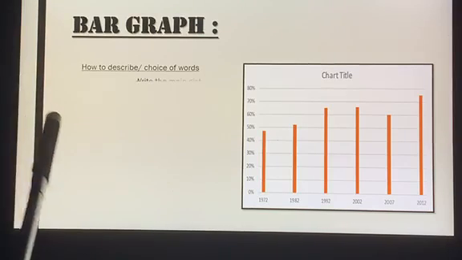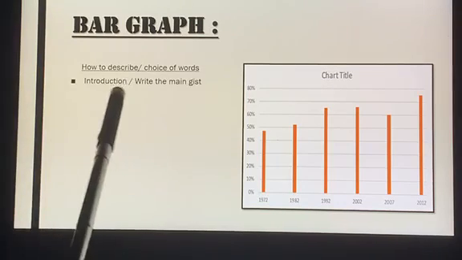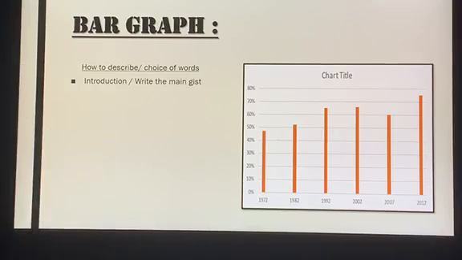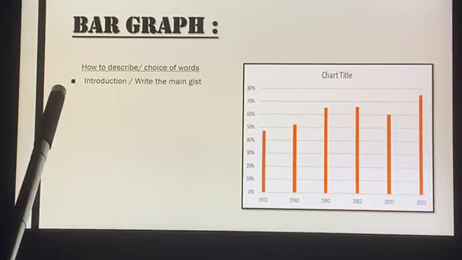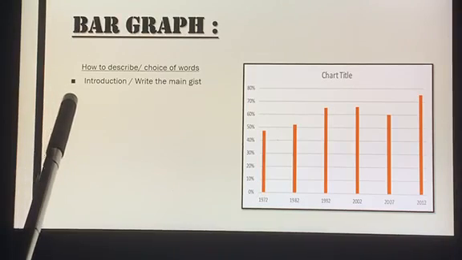In the first part, you write the introduction. That is the main gist. What is mentioned in the question, that is what you write in the introduction in 1 or 2 sentences. Nothing more than that.